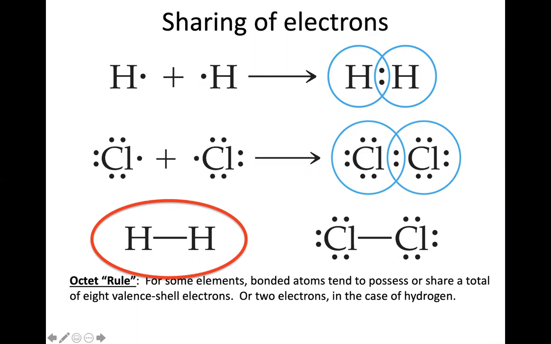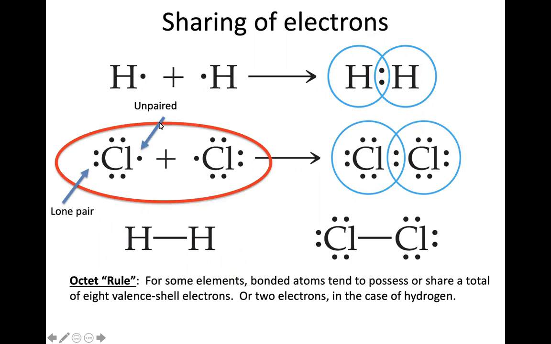The octet rule is telling us that chemists found when they're looking at it this way, for some elements, and I'll tell you which ones, the bonded atoms seem to follow this pattern, where if we counted up the number of electrons around a given atom, it added up to 8. Or in the case of hydrogen, hydrogen's easy. All hydrogen is ever going to do is form a single bond. That's all hydrogen is ever going to do for us.